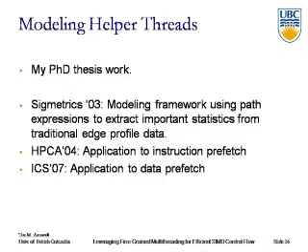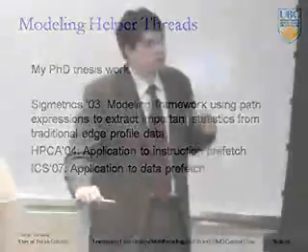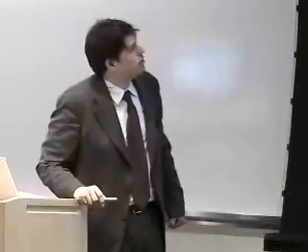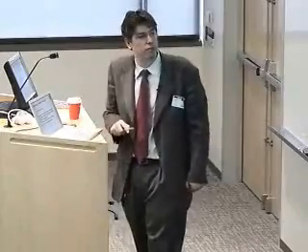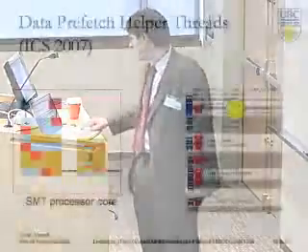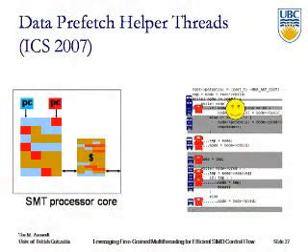So let me just quickly summarize some of my earlier work. This is work on helper threads, published at a variety of places. There are 3 bits of work here. One is a modeling framework using path expressions to extract important statistics from traditional edge profile data. The other 2 papers are applications of that modeling framework. This was presented at Sigmetrics. The other 2 papers apply it to either instruction prefetch helper threads or data prefetch helper threads. Okay, I'm mainly going to focus on the most recent work, which is the data prefetch helper threads.